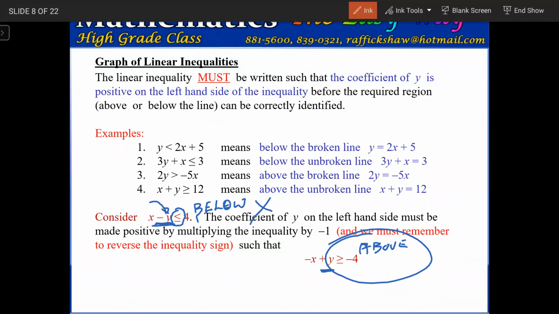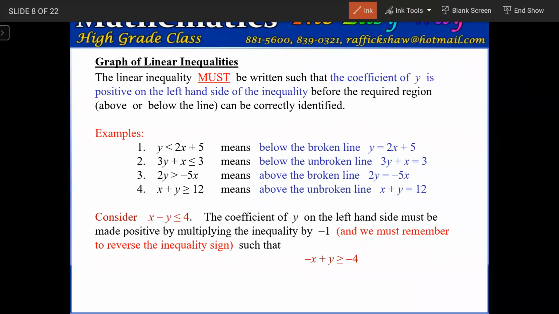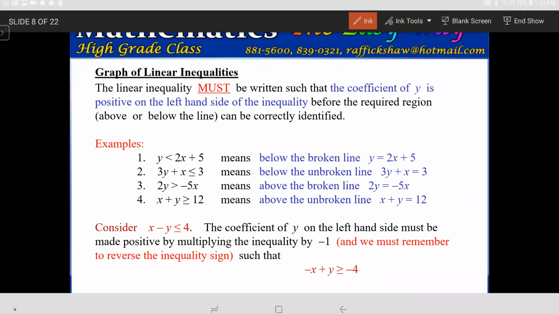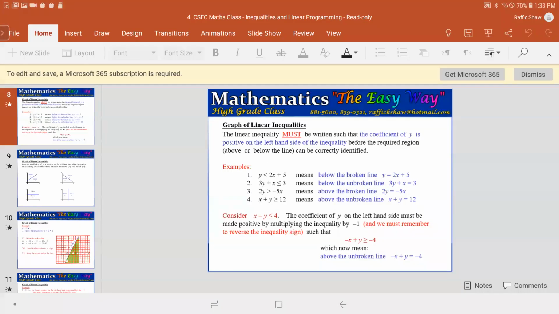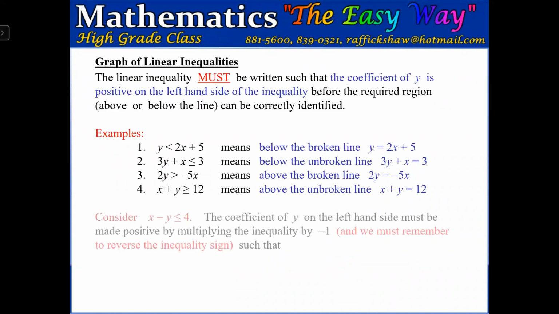So the important thing is that you must always look for the y value first. Before you even look at the inequality, look at where the y is and make sure the y is positive on the left side of the inequality. If the y is positive on the left side of the inequality, then greater than means above and less than means below. That's what you have to remember. That's a key thing to remember. All right?